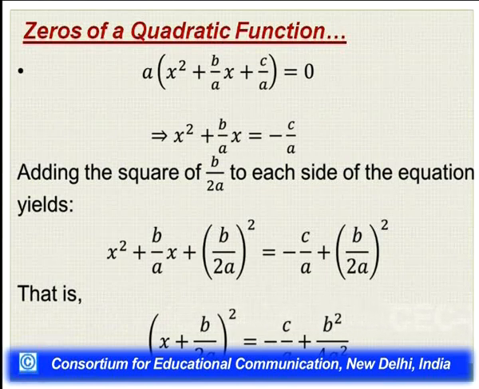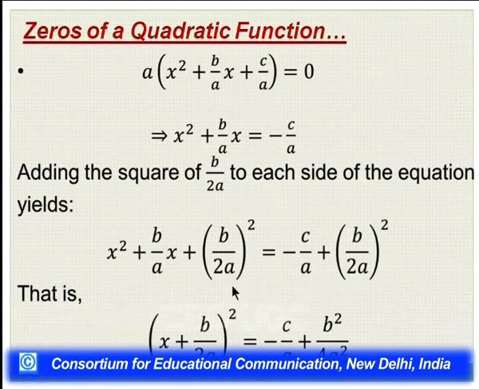And what I'm going to do is add and subtract the square of b by 2a from this expression, which actually amounts to adding the square of b by 2a to each side of the equation. That gives me x square plus b by a x plus b by 2a the whole square is equal to, so if I'm adding b by 2a the whole square on the left hand side, I also have to add it on the right hand side, and that gives me on the right hand side minus c by a plus b by 2a the whole square.